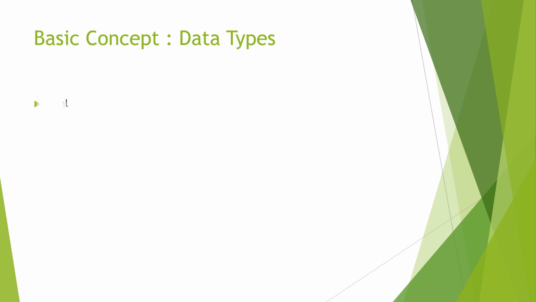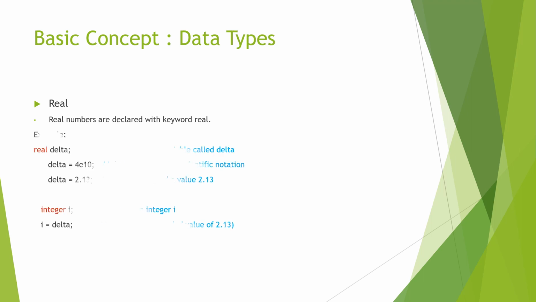Next data type is real. Real numbers are declared with the keyword real. Let's see some examples. Here real is the keyword and delta is the variable name. Here we are assigning delta is equal to 4e10, which is a scientific value. And the second assignment, delta is equal to 2.13. So here we are assigning a real number to the delta variable. Let's define an integer i. Here we are assigning a real number to the integer variable. So it will get the value 2, which is the rounded value of 2.13.